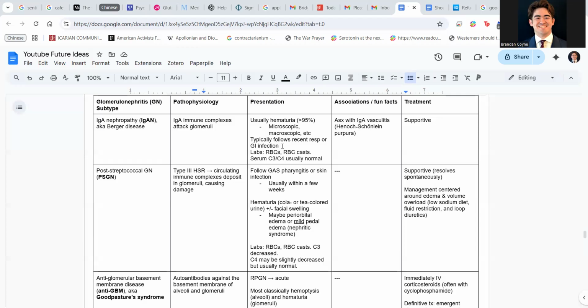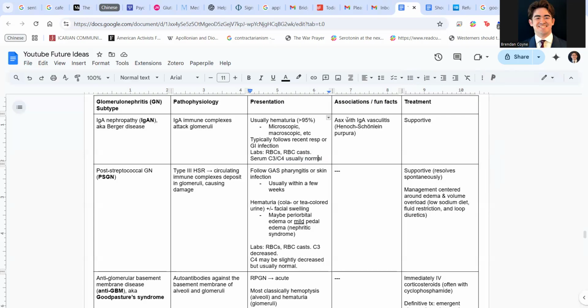IgA nephropathy often follows a recent infection, particularly a respiratory or GI infection. That's because there's a high amount of IgA antibodies found in these mucosal surfaces. Some labs that you'll see are red blood cells or red blood cell casts in the urine. In the serum, C3 and C4 are usually normal. That's an important thing because some of these GN subtypes that we're going to be talking about later have decreased complement levels, but in IgA nephropathy, that should be normal.